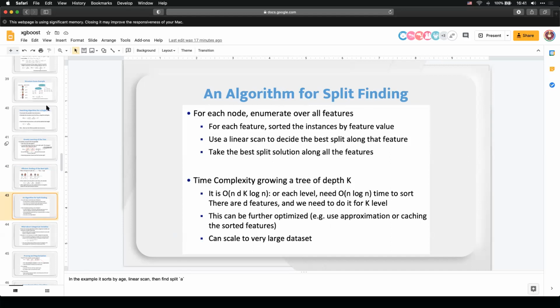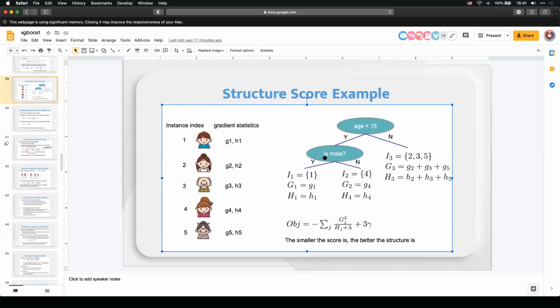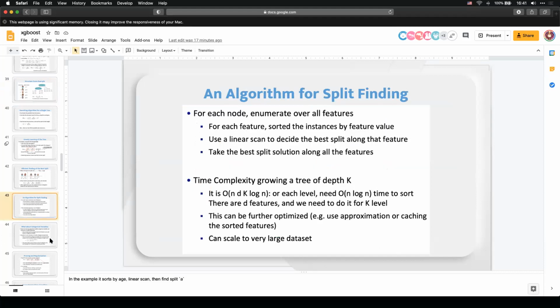So this basically tells us how, say, this male node is getting constructed. I think this is binary, so for a binary feature we don't need to do the linear scan. But if this is age, like say age less than 15, how is this 15 getting decided? This algorithm helps us define both of those pieces of information.